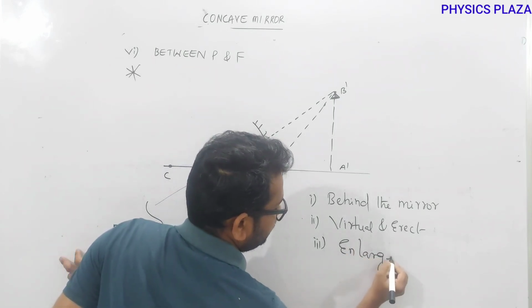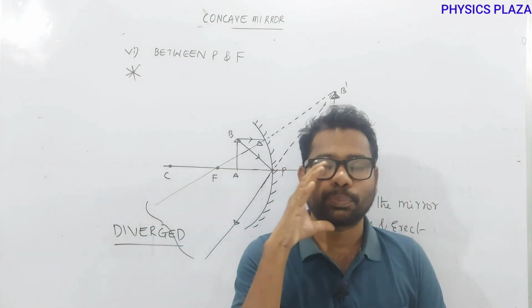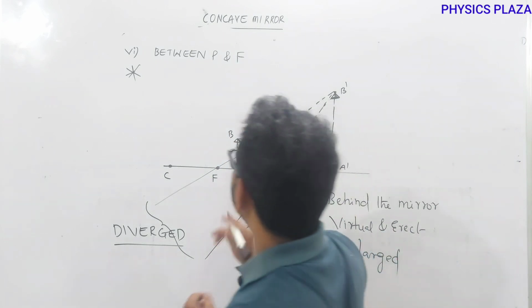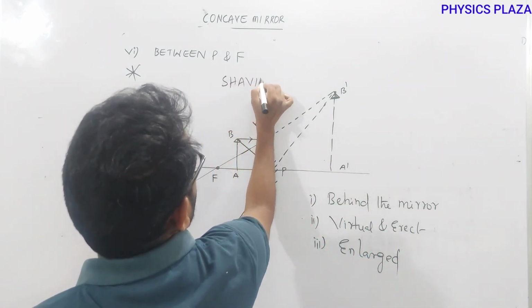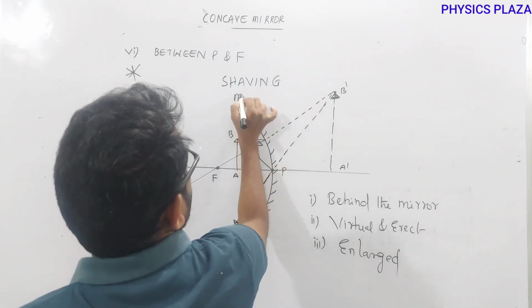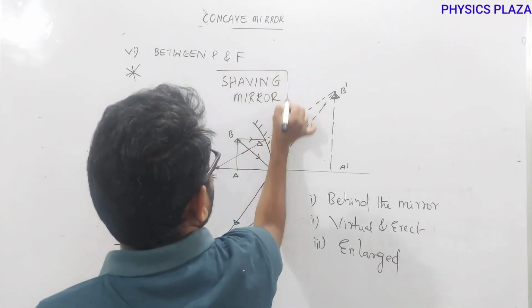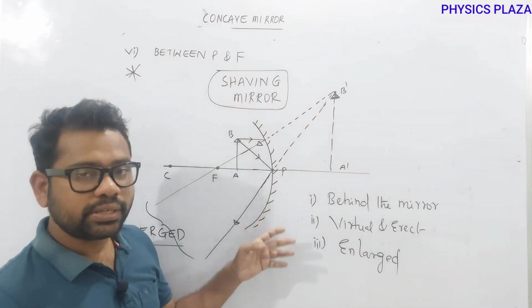The third one is, it is an enlarged image. Okay, children, there is a certain special application with this case where the concave mirror is used as a shaving mirror. So in the exam they may ask you a question, why is a concave mirror used as a shaving mirror? Because of these two reasons, virtual image and enlarged.